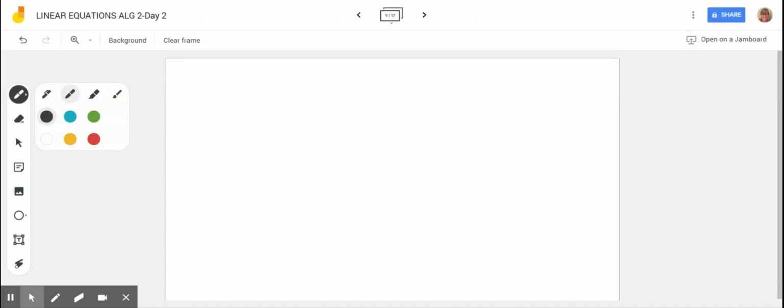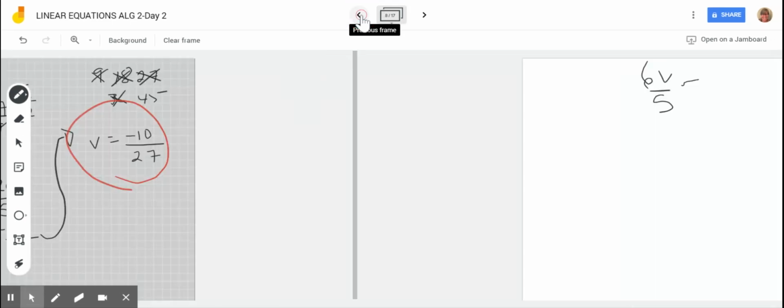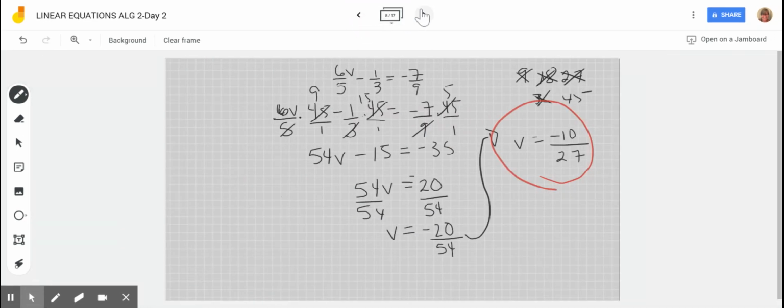I'm going to get black. Okay, we're going to copy the problem, and this time the problem is 6V over 5 minus 1/3. I'm sorry, guys, I just want to make sure, because I wrote some really... -1/3 equals -7/9.